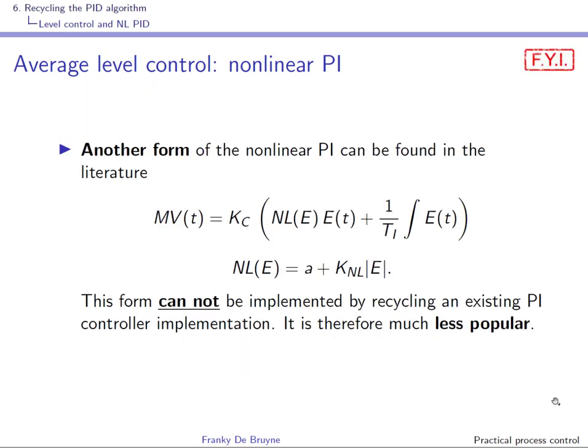Well, another form of this nonlinear PI can be found in the literature, and what you see over here is that this nonlinearity is only acting on the proportional part, whereas in the previous form this nonlinearity was in front here and was acting on both the proportional and the integral part. Well, this form of the nonlinear PI controller cannot be implemented using the recycling of an existing PI controller. To implement this form, you'll have to program this controller yourself in an FB, and it is therefore much less popular.